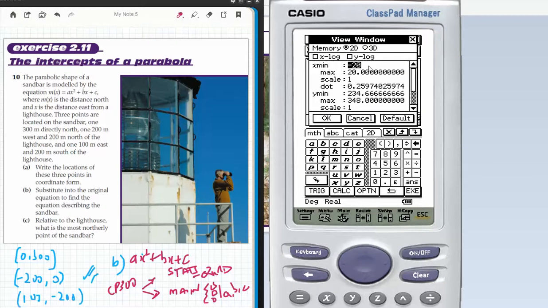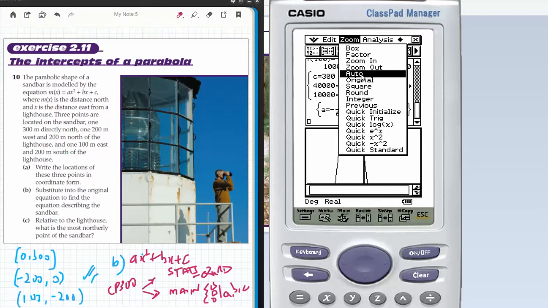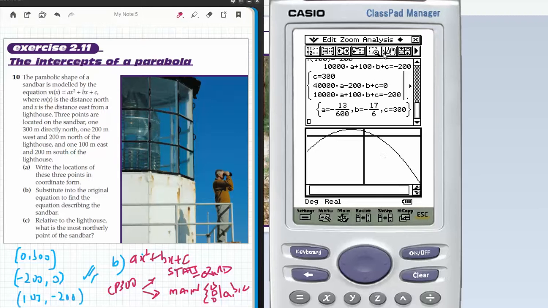Now I need to think about this a little bit. I know that I have an x-intercept at minus 200, so I might go to minus 300, and I might go across to 300, and then I'll press OK, and now I'll go Zoom Auto. I can see that the most northerly part will be just here. I can do Analysis, G-Solve, Maximum, and I can see that the maximum point is 392.6 metres.